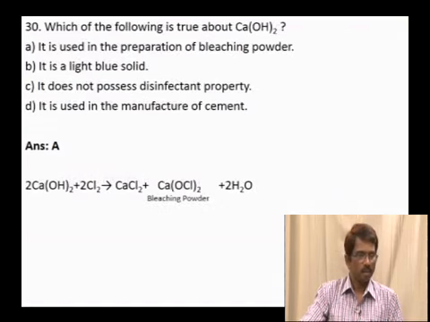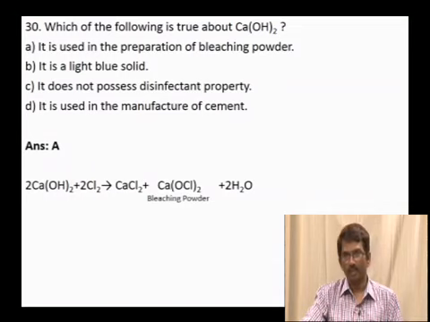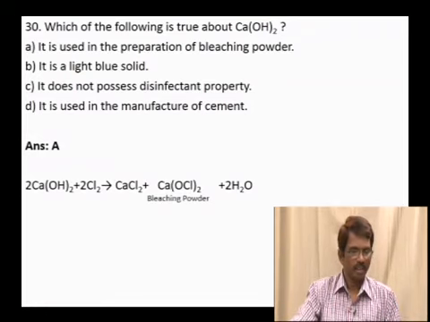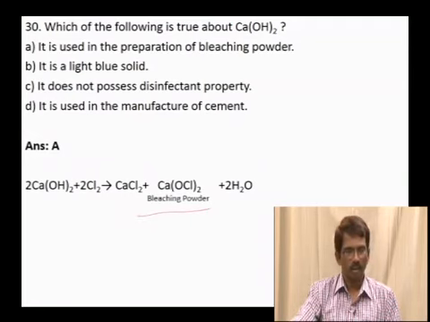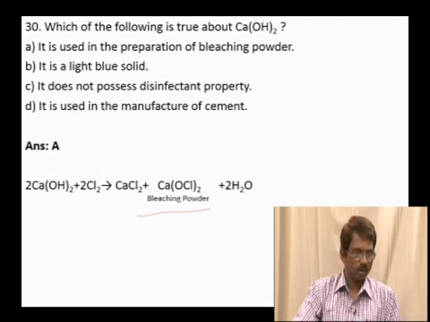And in the question number 30, which of the following is true about calcium hydroxide? Option A, it is used in the preparation of bleaching powder. It is a light blue solid. It doesn't possess disinfectant property, or it is used in the manufacture of cement. Calcium hydroxide, when it is made to react with chlorine, you get calcium oxychloride, which is considered as bleaching powder. Bleaching powder or calcium oxychloride can be obtained by passing chlorine gas over slaked lime or calcium hydroxide, and hence the option A is the correct option.